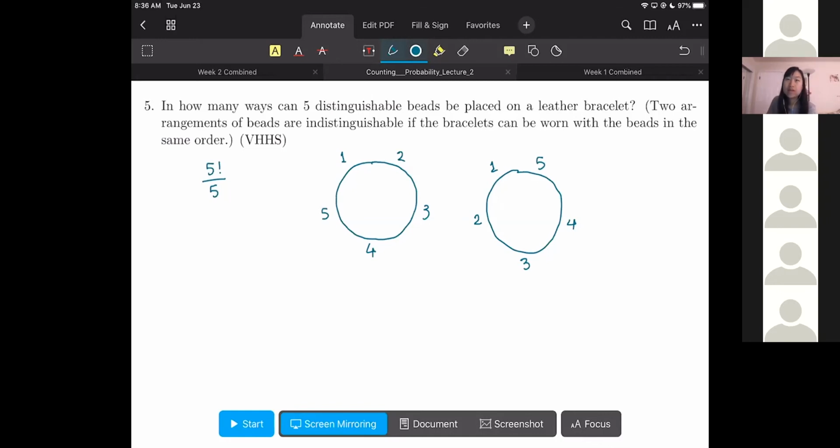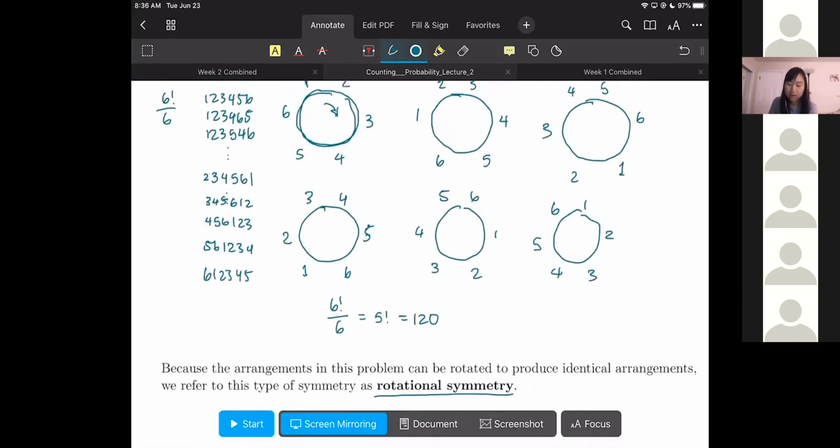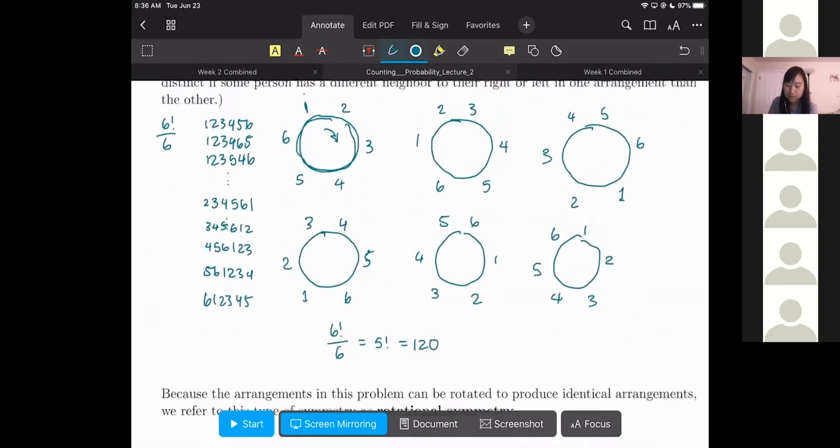So in this case, we would count these as distinct ways that the beads are on the leather bracelet because they're in a different order left to right. And also in the previous case, when we're counting people sitting at the table, this is also different.